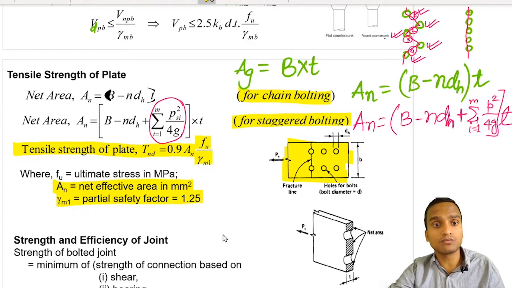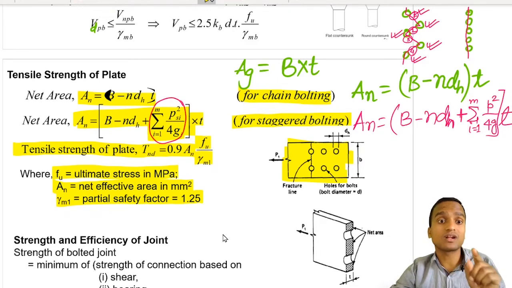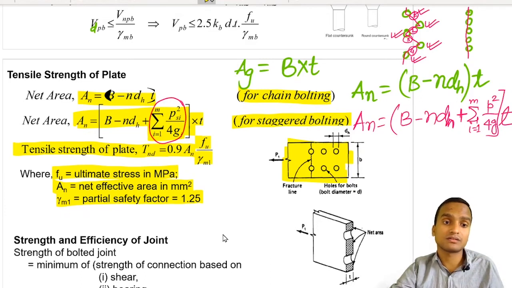And A_n is the net effective area in millimeter square. And if it is a chain bolting, we have to use this formula. And if it is a staggered bolting, we have to use this formula, okay, and multiplied by the thickness. And Fu is the ultimate tensile strength of plate in megapascal. And if you do this multiplication along with the factor 0.9, you get the tensile strength of plate. Okay, so this is how we calculate the tensile strength of plate.